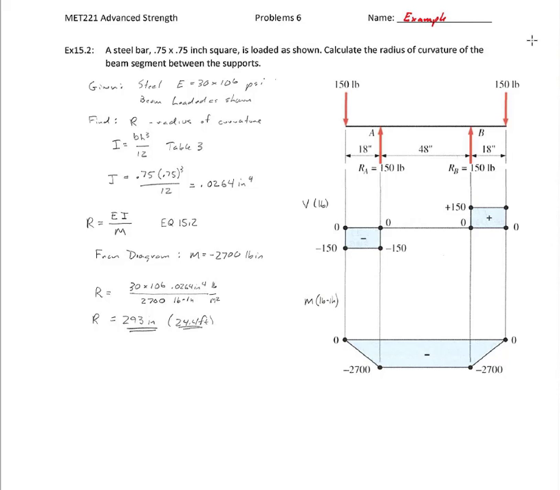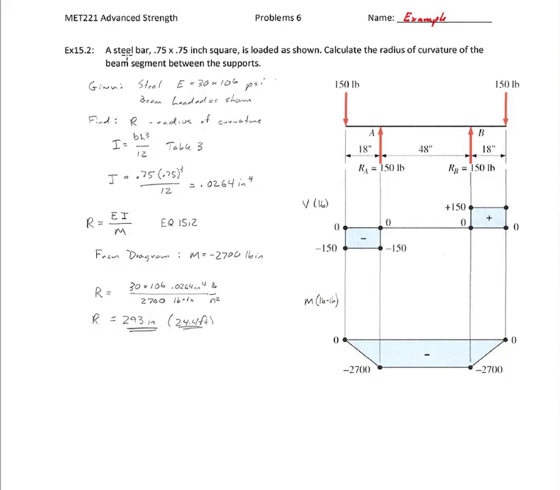This first example problem has to do with the calculation of the radius of curvature. Okay, so we have a beam here, an overhanging beam, two supports. We have a shear diagram that's drawn right here, and then we have the bending moment diagram.